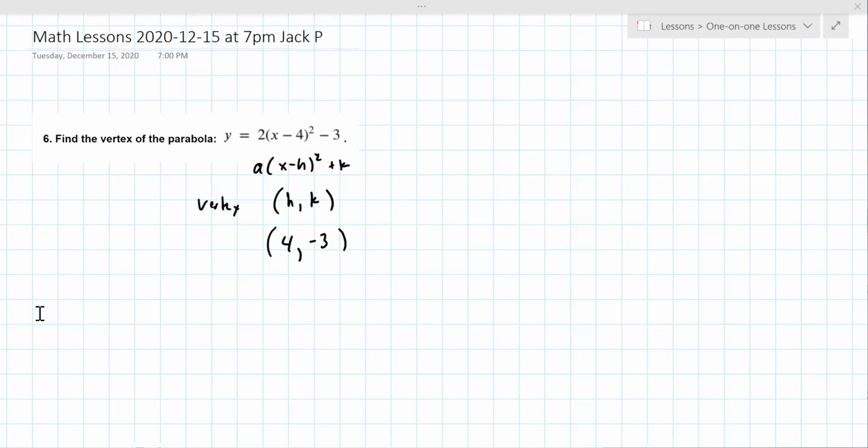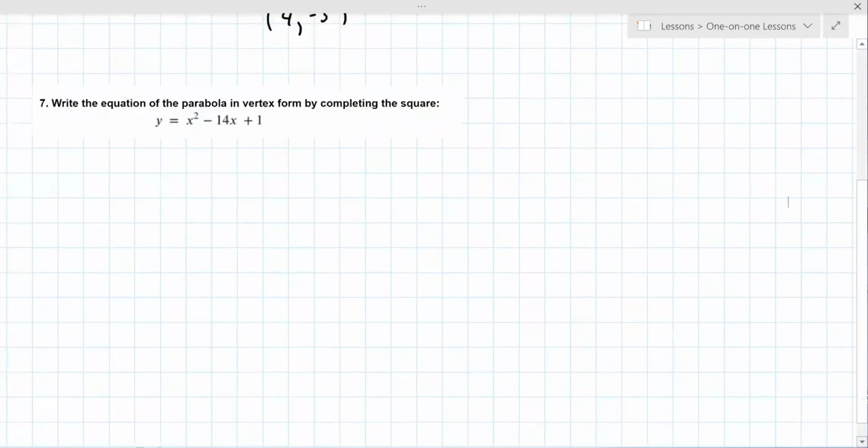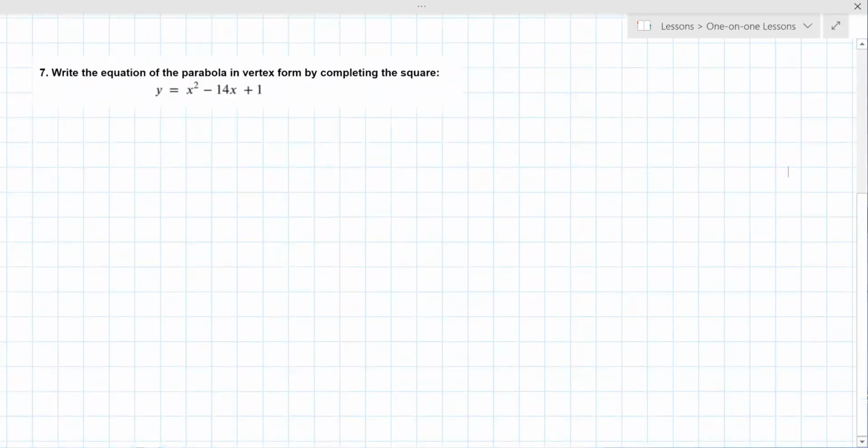Do you know if this is multiple choice or is it worked out questions? I feel like this is going to be like multiple choice. Okay. Wait, could you scroll up to number 6 again, please?